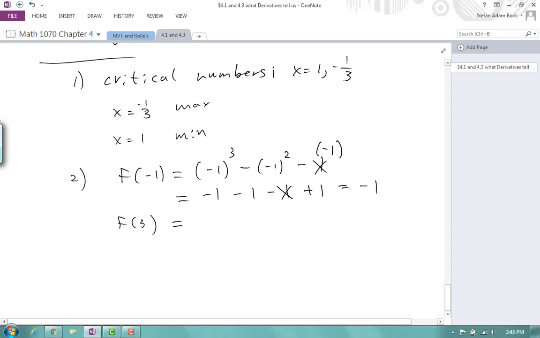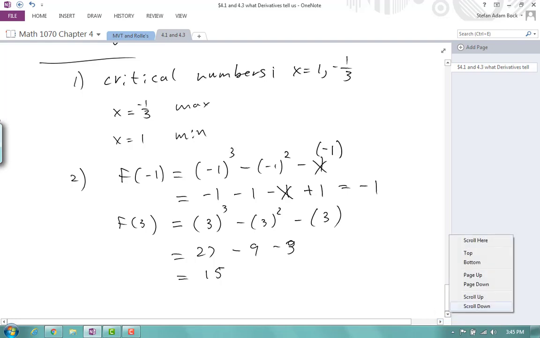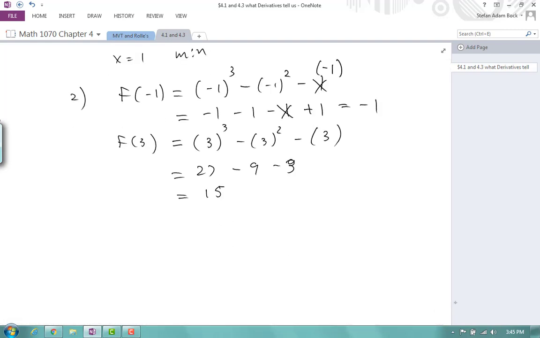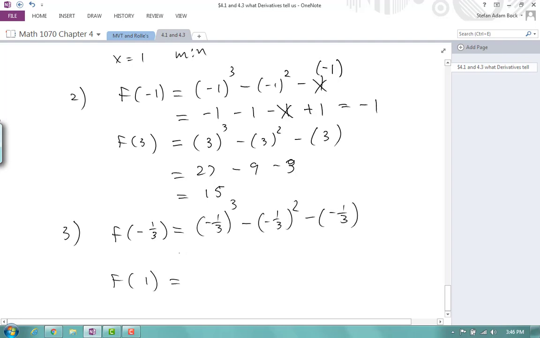And if I plug in f of 3, I get 3 cubed minus 3 squared minus 3, which is 27 minus 9 minus 3, which comes out to 15. I'll probably have an absolute max there. And 3, I should compare these with the function values at the critical numbers. So I also need to calculate f of negative 1/3 and f of 1, which I'm sure is just a lovely number.